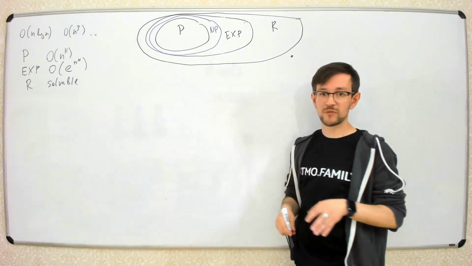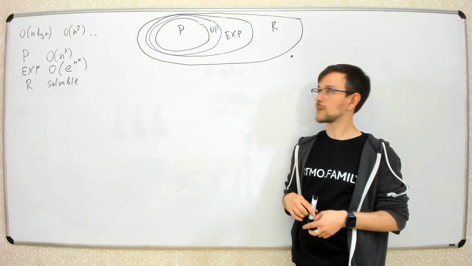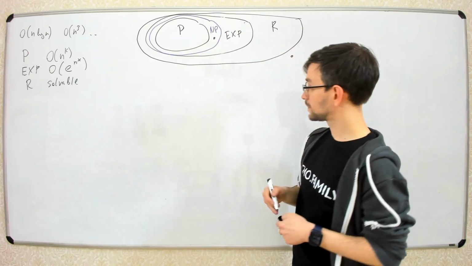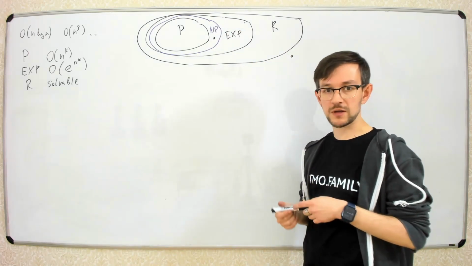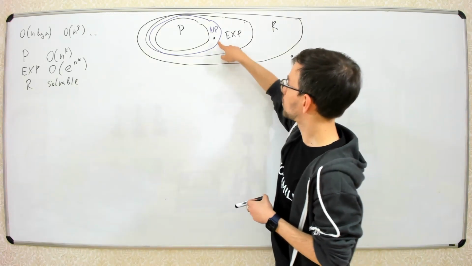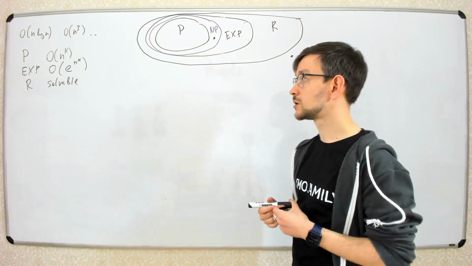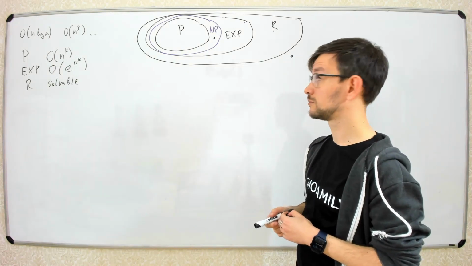What's interesting about problems in class NP is that we actually don't know if they are solvable in polynomial time or not. If we find any problem in this NP class, we don't know if this problem belongs to P or not. Maybe all problems in NP are actually in P. Maybe not. We don't know. Probably not. But who knows?